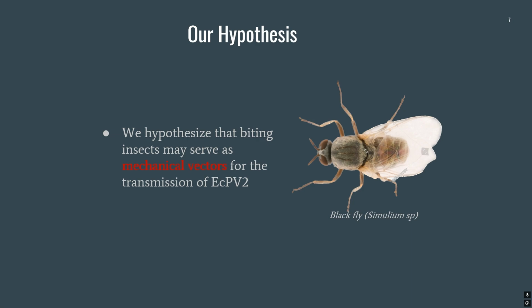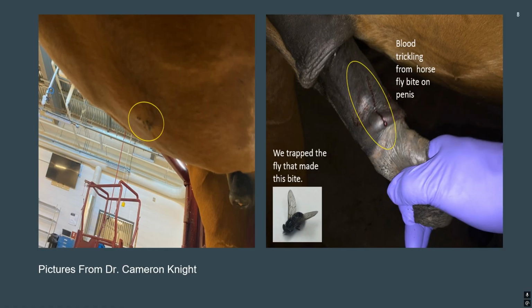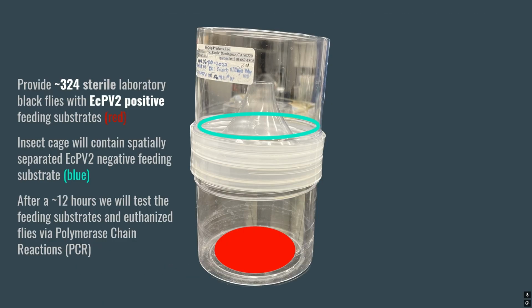We hypothesize that biting insects may serve as mechanical vectors for the transmission of ECPV2, as flies can bite into the epidermis of infected horses, potentially picking up ECPV2 virions on their mandibles or legs, and when the insect bites into another horse, it creates that microabrasion or incision in the skin, giving the virus access to the basal cell layer, allowing infection of a new host.